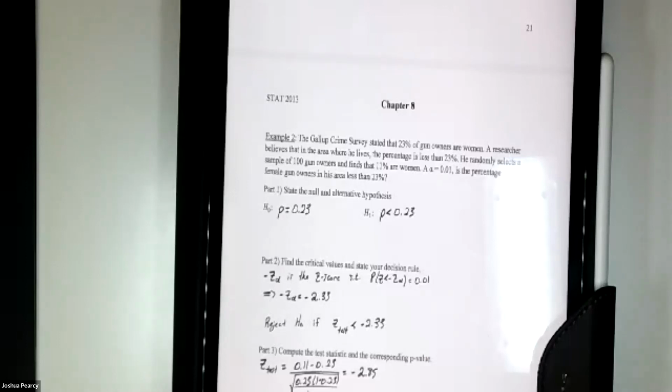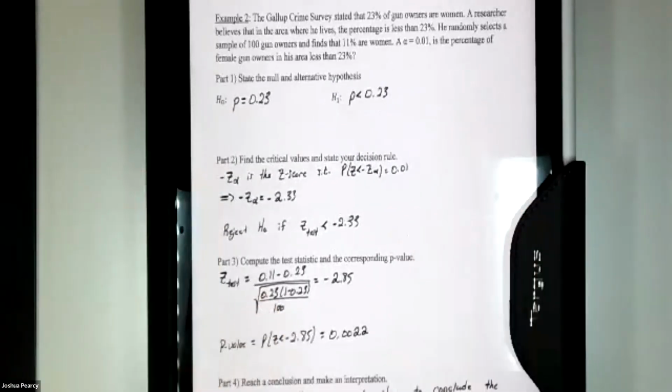Here it is. It says the Gallup Crime Survey stated that 23% of gun owners are women. A researcher believes that in his area where he lives, the percentage is less than 23%. He randomly selects a sample of 100 gun owners and finds that 11% are women. At alpha equals 0.01, is the percentage of female gun owners in his area less than 23%?